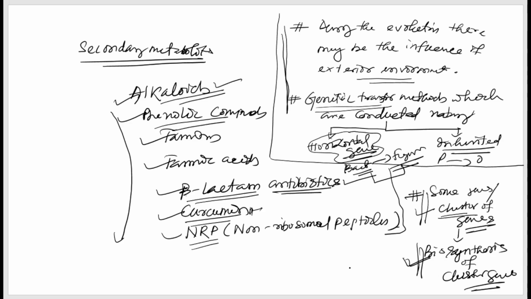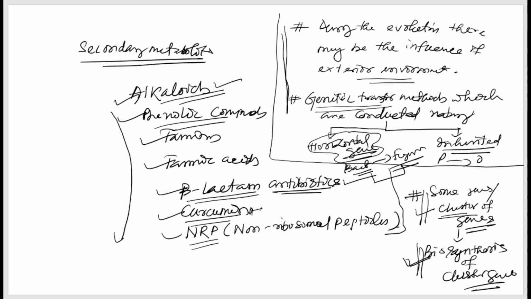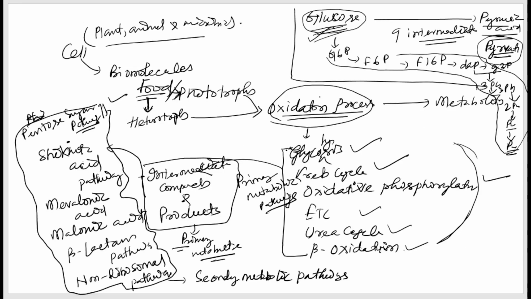So for this video, this is what we covered: the metabolism process, metabolites, and the different metabolic pathway processes. For the different metabolic pathways mentioned here, we'll make different videos in order to understand the details of both primary and secondary metabolite pathways. Okay, thank you.